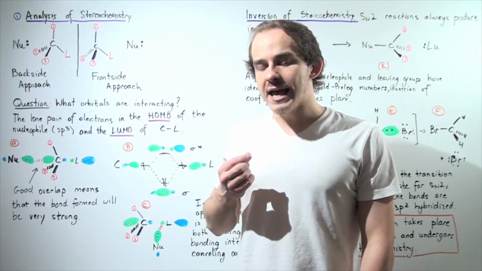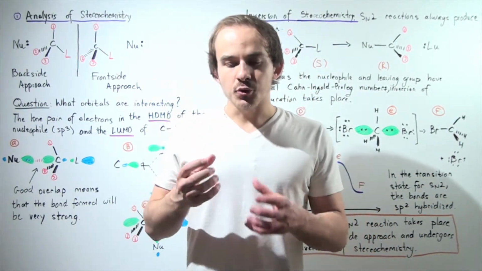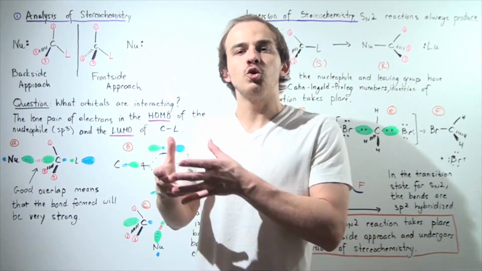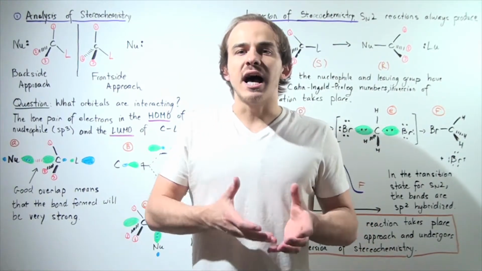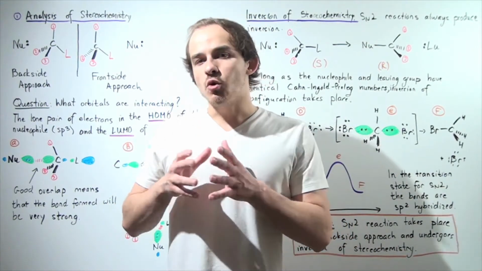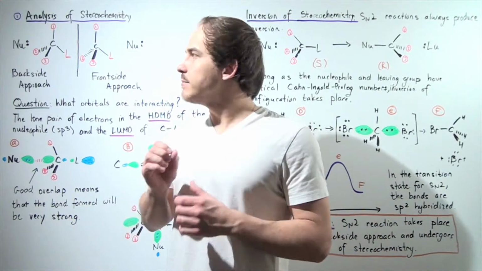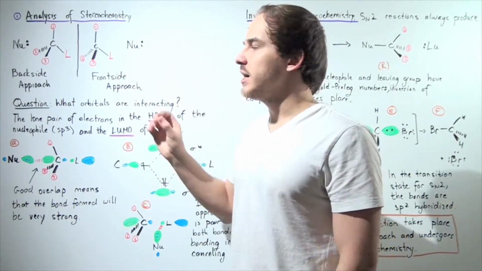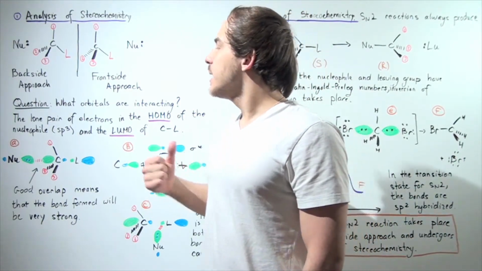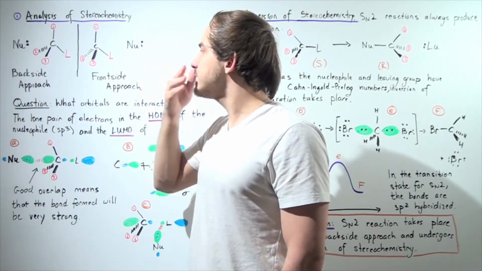Now, we also said that our SN2 reaction is a reaction between the highest occupied molecular orbital of our Lewis base and the lowest unoccupied orbital of our Lewis acid. So in this lecture, we're going to examine the stereochemistry of our SN2 reaction. Let's begin by looking at the following examples.